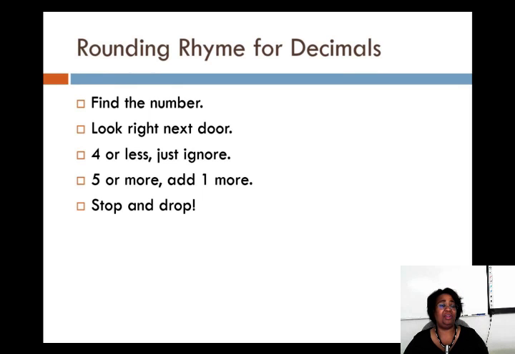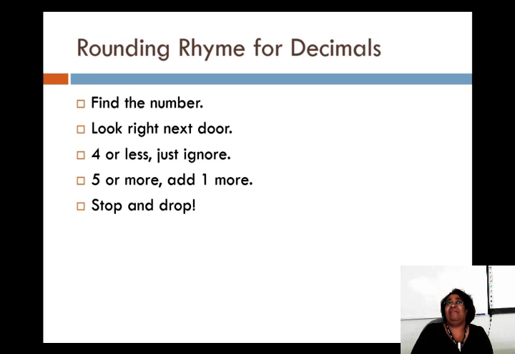Okay, so now that we know how to compare, we know what the compare symbols are. Now that we know that we can order numbers based on their place value by lining up, that's a strategy we could use. We want to do some rounding. Now this is something you guys do all the time.